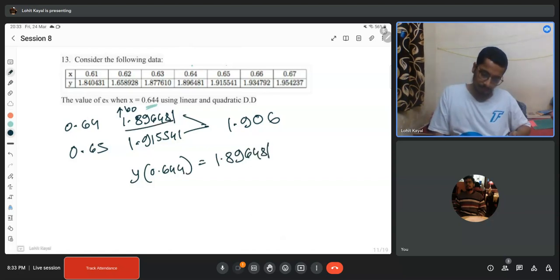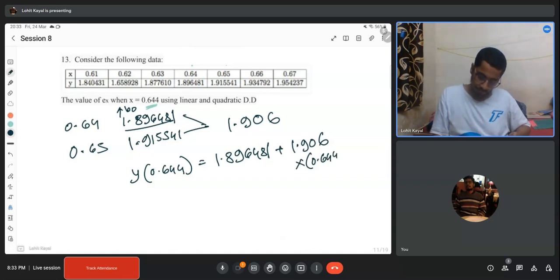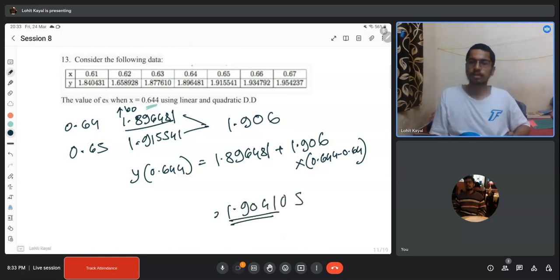Okay, so y of 0.644 is equal to 1.896481, which is this value, plus 1.906 into 0.644 minus 0.64, so it is 1.904105, correct up to 3 decimal places.